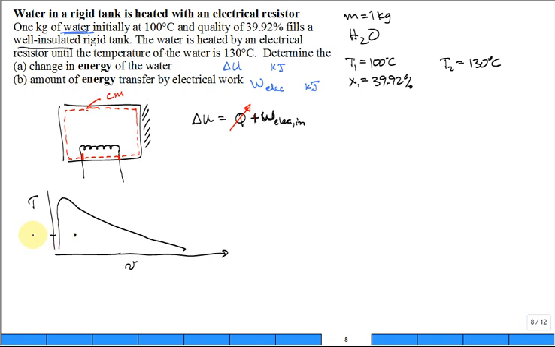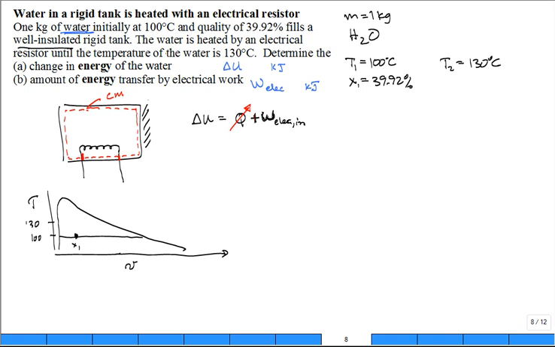So we know it's at 100 and it's going to end up at 130. And it starts off at this line right there. It starts off at a quality of 40%, roughly, 39.92%. I don't know exactly where it ends. Help me out, somebody else. Define your saturated values of internal energy at 100.